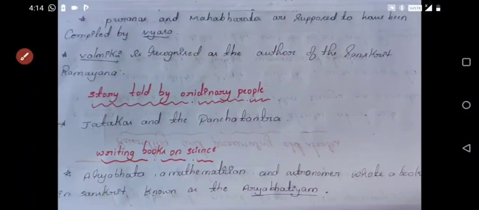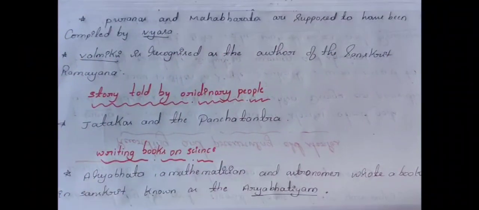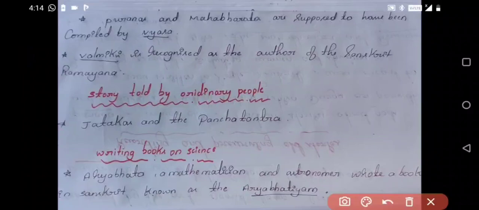The Puranas and Mahabharata are supposed to have been compiled by Vyasa, and Valmiki is recognized as the author of the Sanskrit Ramayana. So Ramayana has been written by Valmiki, and Puranas and Mahabharata have been composed by Vyasa.